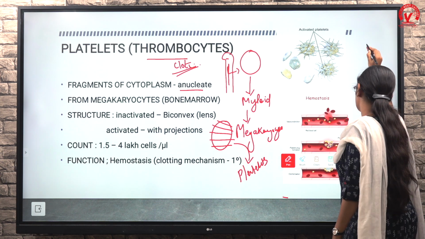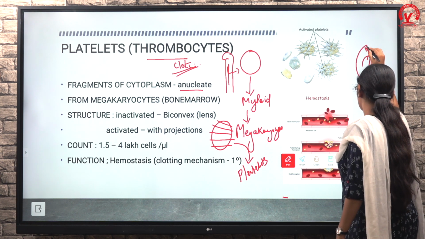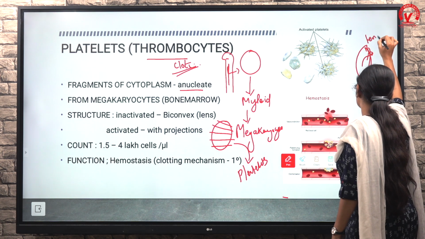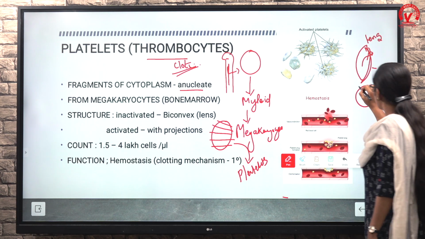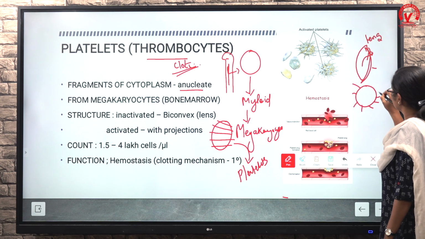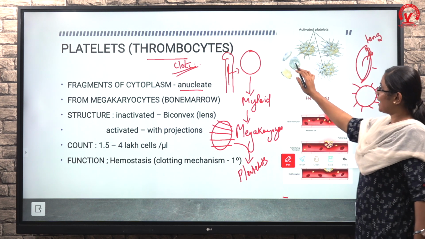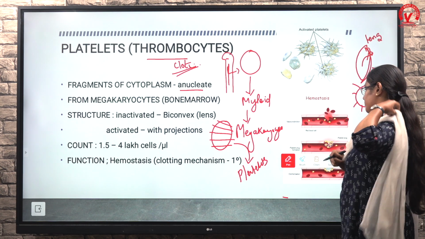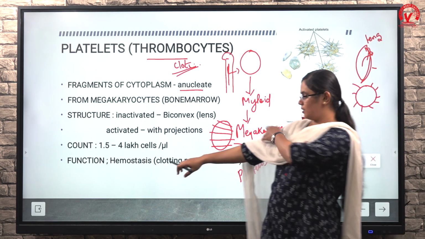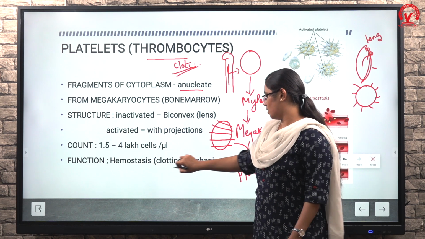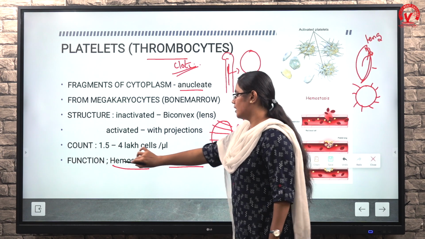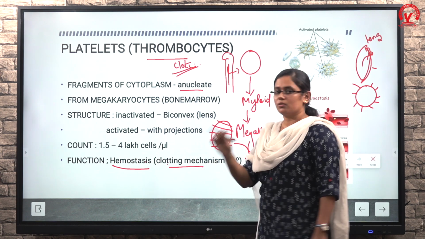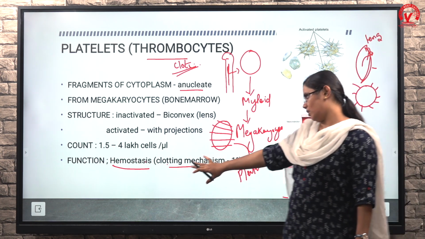So, the inactivated form will be biconvex, that is nearly lens shaped, whereas the activated form contains multiple projections. So, this is the main difference between activated and inactivated forms of platelets, and as we already saw, the main function of platelets is the clotting mechanism, which is also known as hemostasis. Hemo means blood, stasis means to stop bleeding. So, they help in the clotting mechanism.